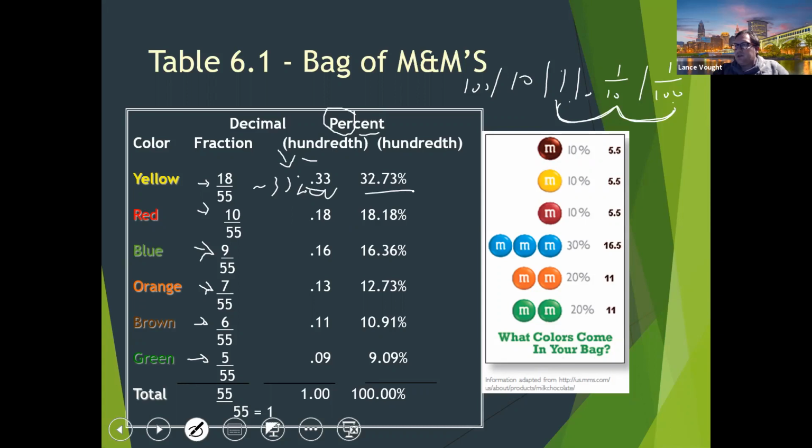And then if you actually calculated this out, originally it was 0.3273. So if you want to round the percent to the hundredth, you would go 1, 2, and you'd leave 2 digits on the other side, which is why you get 32.73%. And then here, if you have 0.1818, you move it over 1, 2 to multiply by 100, and then you round it to the nearest hundredth. So that's why you get the 18 on the other side. 0.1636, move it over 1, 2. So that gives you 16.36%.